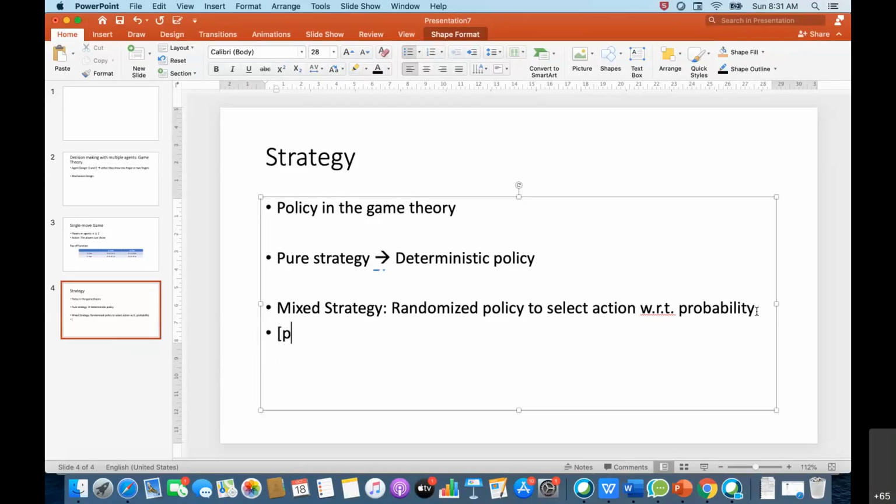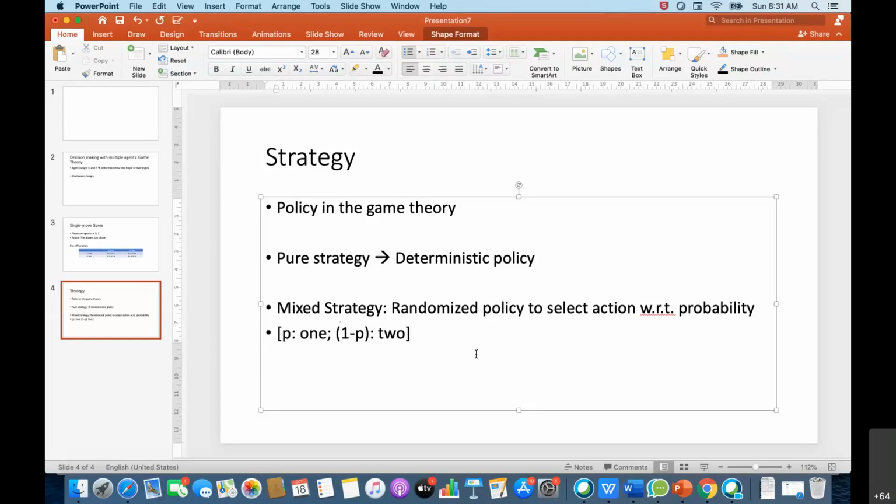So then the mixed strategy could be represented as P1 and 1 minus P2. So this is how we are going to represent that mixed strategy.